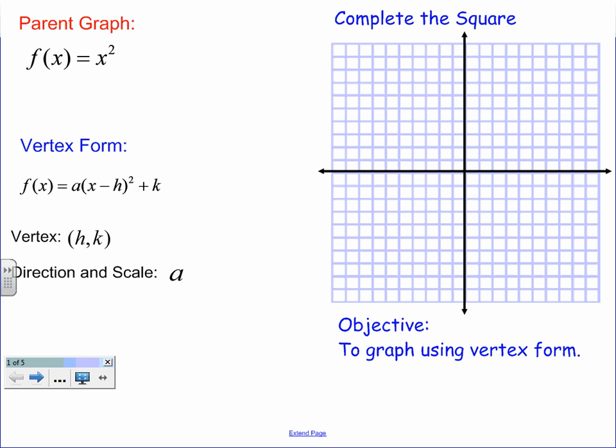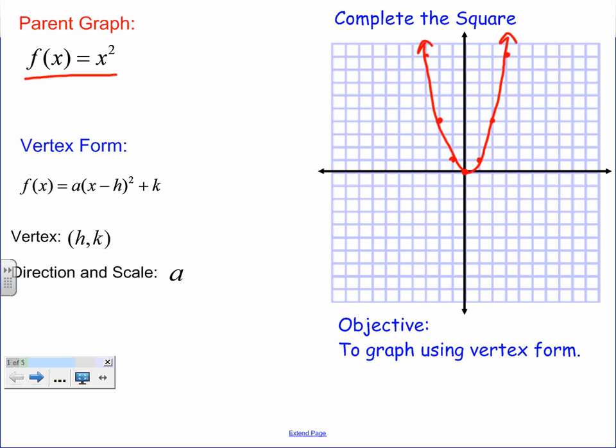Let's just first look at the parent graph. f of x is equal to x squared. All right, so if I graph this in red, I have a starting point at (0, 0). I go over 1, up 1, over 1, up 3, over 1, up 5. And I could do the same on the left-hand side as well. And this is basically our mother graph where all parabolas follow this curve.